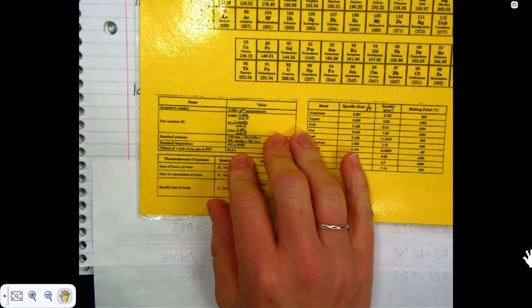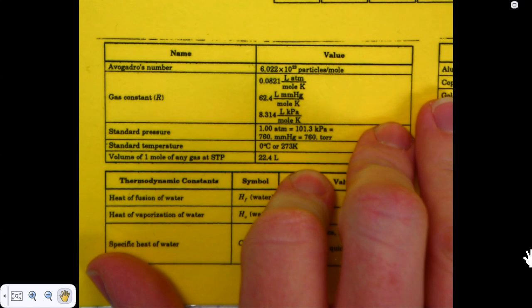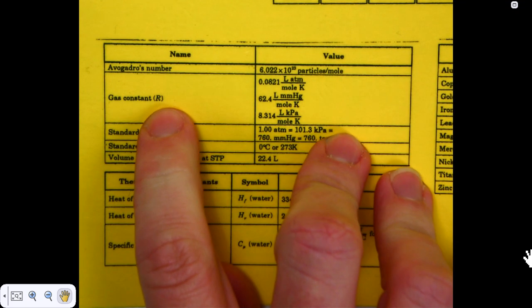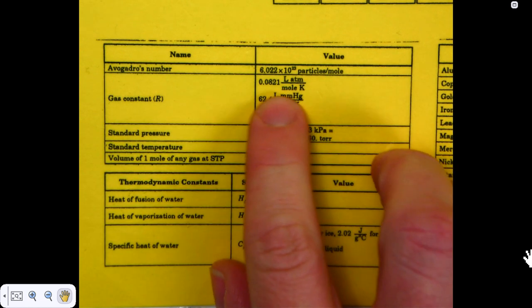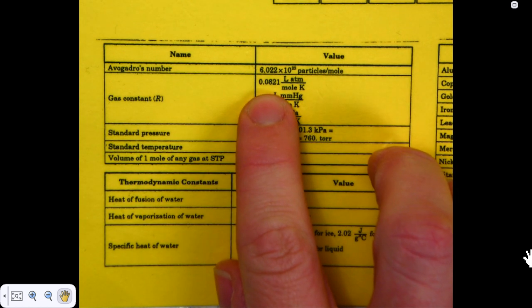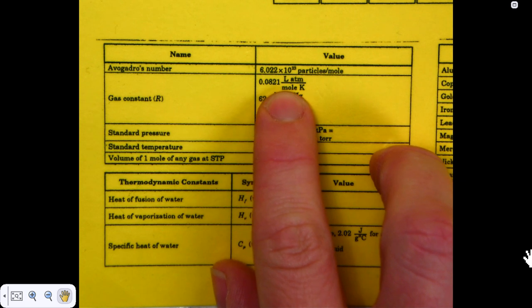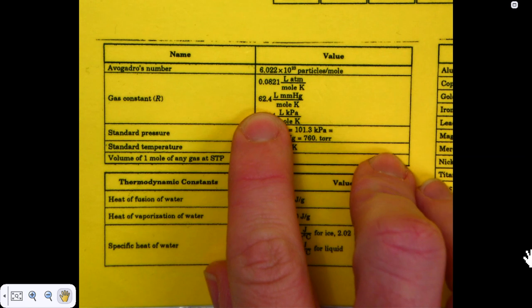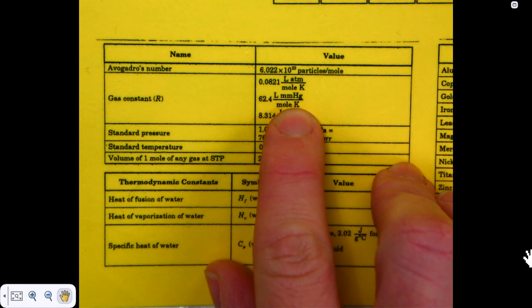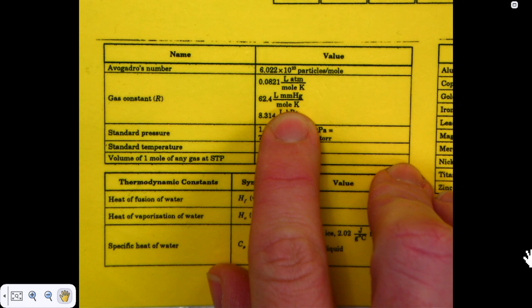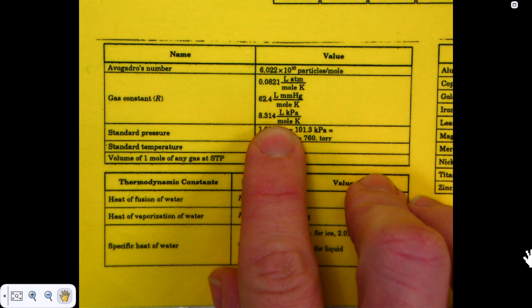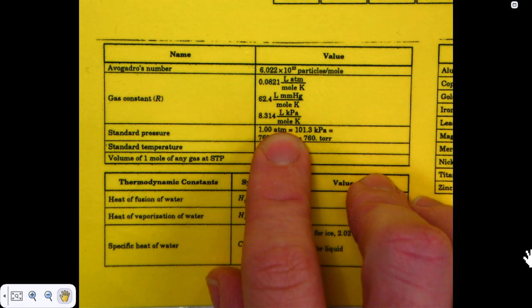So let's look at our gas constants. There are 3 gas constants on our reference packet, and they're found right below Avogadro's number in that first table. The first one, 0.0821 liters times atmospheres over moles times Kelvin. The second one, 62.4 liters times millimeters of mercury over moles times Kelvin. And then the bottom one, 8.314 liters times kPa over moles times Kelvin.